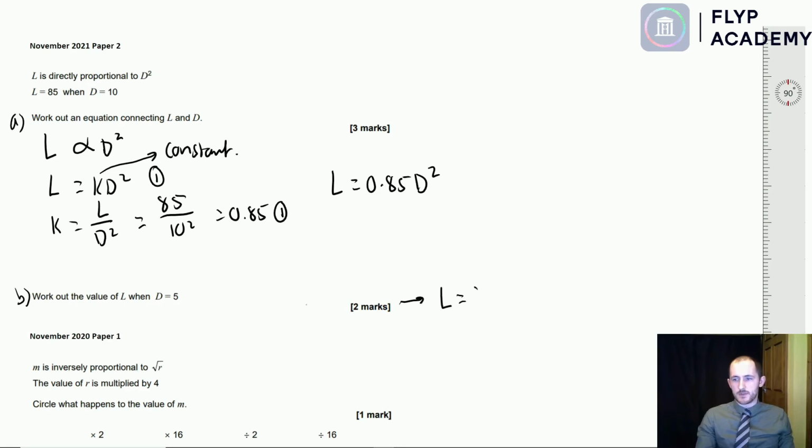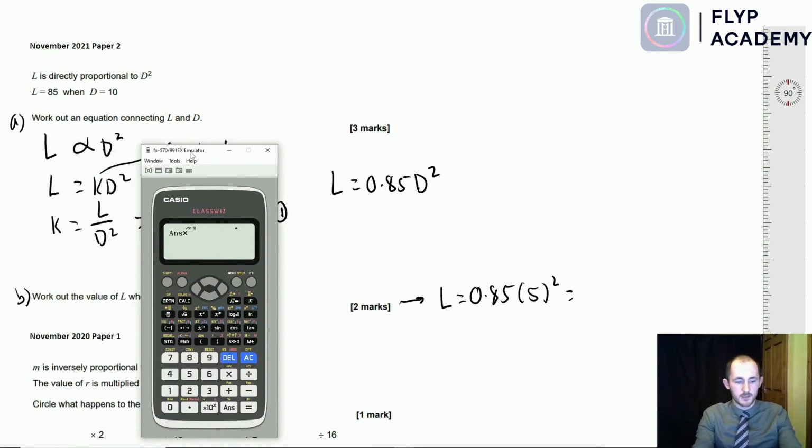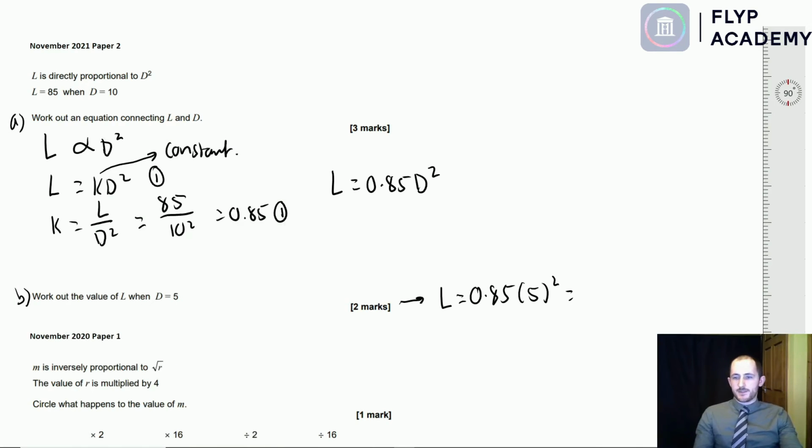Well, L is equal to 0.85 times 5 squared. Shove it in a calculator. So answer times 25 is 21.25. That's 2 marks, doing about 5 seconds. Not too bad, I'd say.